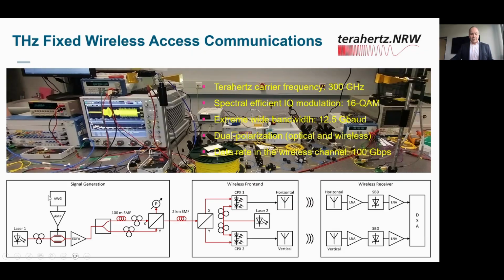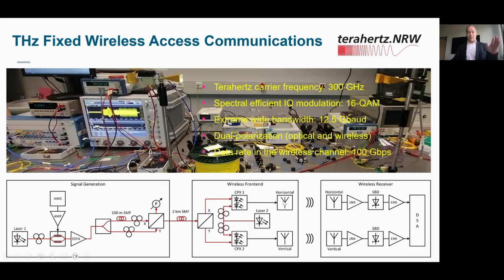So we have the optical generation on the left-hand side, the laser and the modulator, which is then modulating the data onto the optical carrier. Then we use the second laser. This is located now in the wireless front end to generate the terahertz signal using our balanced photodiodes. In our case, in the wireless front end, we use two balanced photodiodes because we are using two orthogonal polarizations in the wireless domain to increase the capacity of the system.